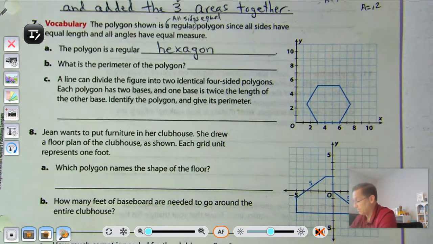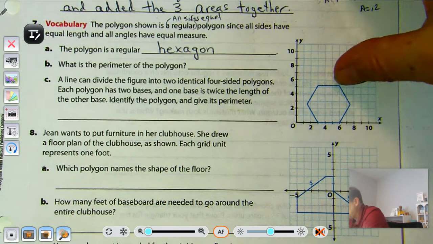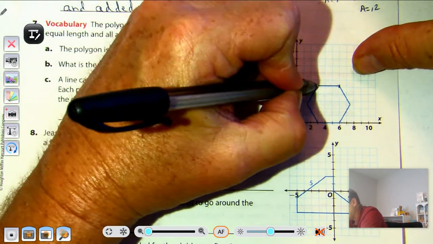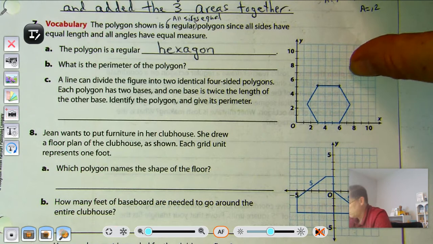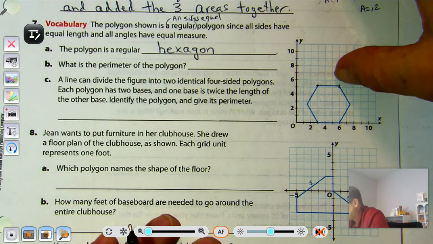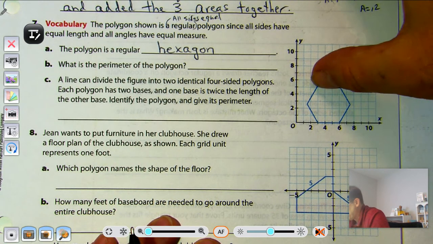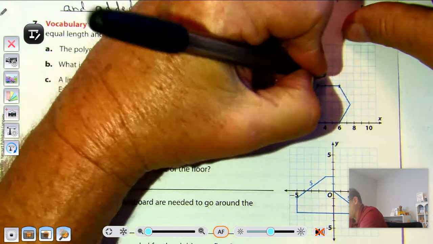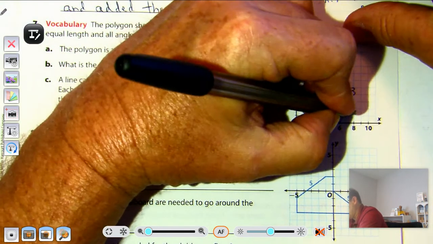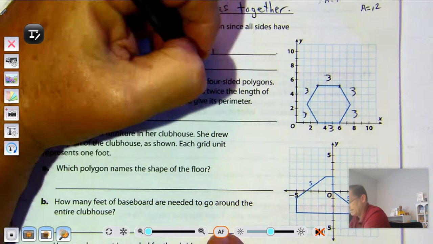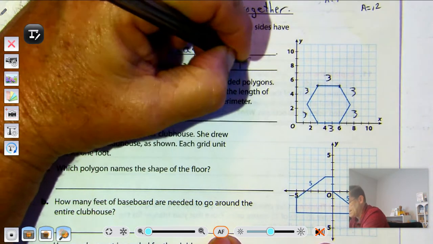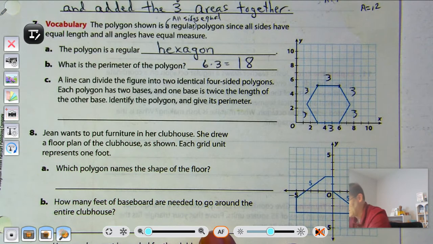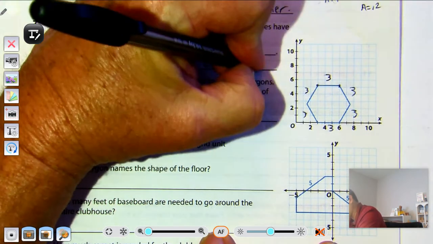Well, all the sides are equal, right? So what is the distance from this point to this point? Well, we have a distance of 6 take away 3. So 3. So 6 times 3, 18. 18 units.